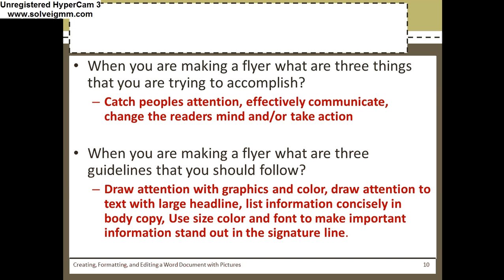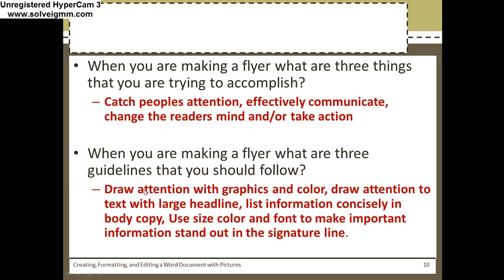All right. When you're making a flyer, what are the 3 things that you are trying to accomplish? Basically, if you're making a flyer, you want to get people to do something. So, for example, if you have a car for sale, you want them to buy the car. If you have found a lost dog, you want them to see it and come and get the lost dog. But to do that, you need to catch people's attention. You need to effectively communicate. If there's too many words on there, they're not going to look at it. You need to change the readers' minds. Before, they were ready to go to Walmart to shop. Now it's like, hey, I'm not going to go to Walmart now. I'm going to go buy this car or go get my dog. Okay? So here's what you want to do.